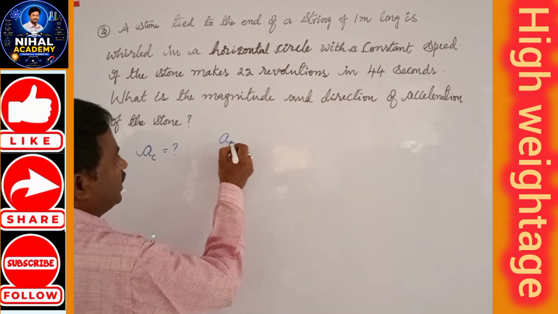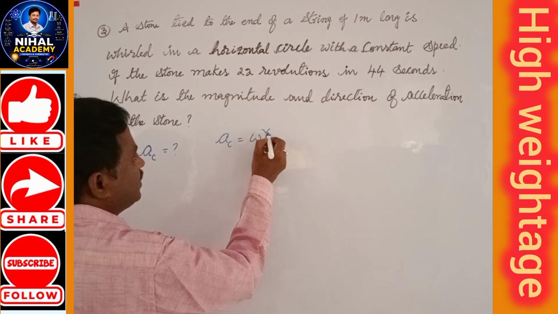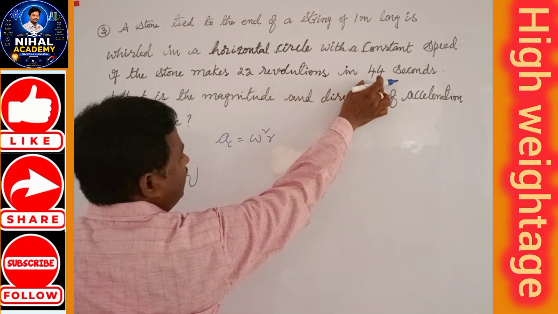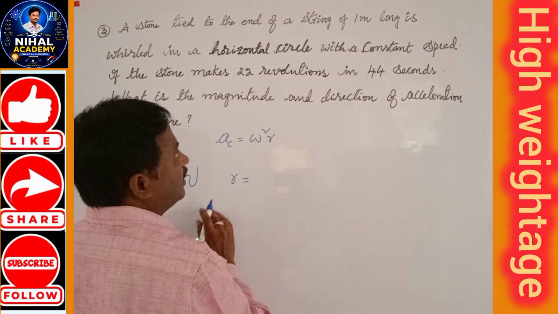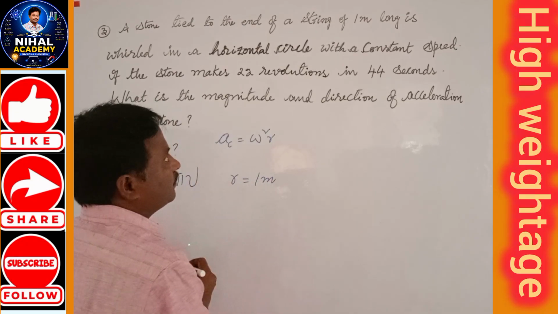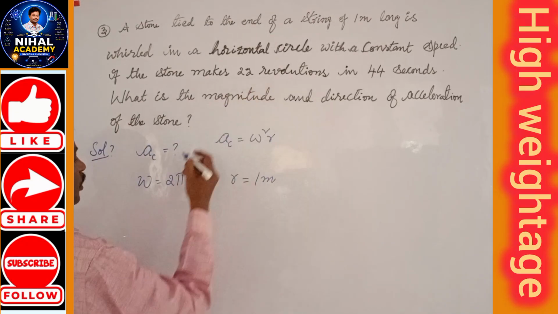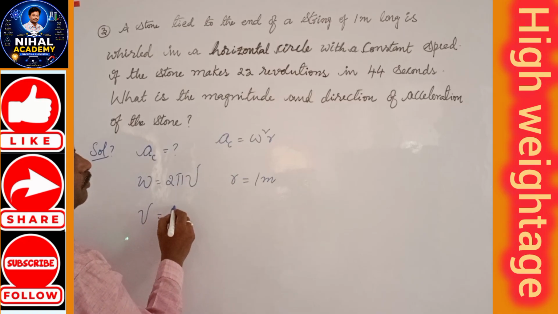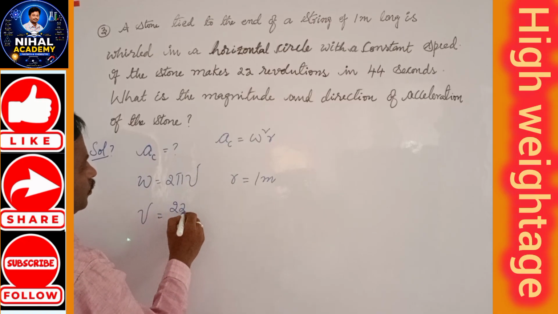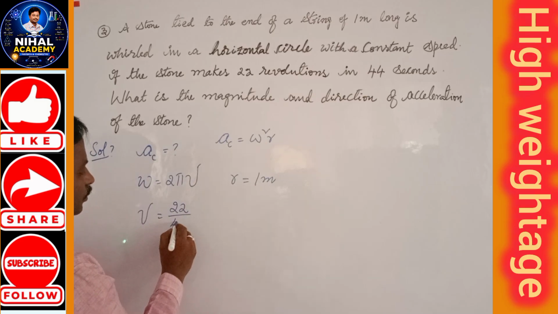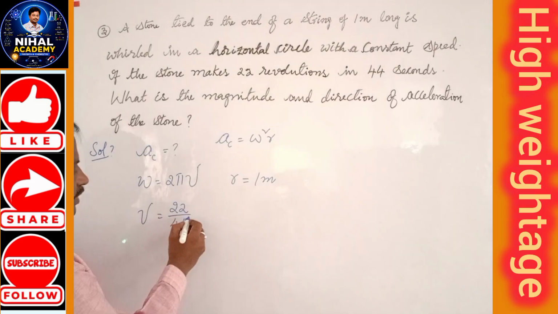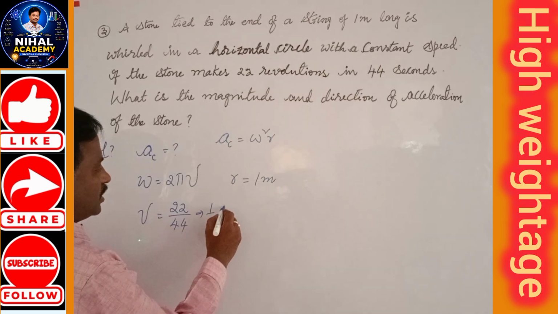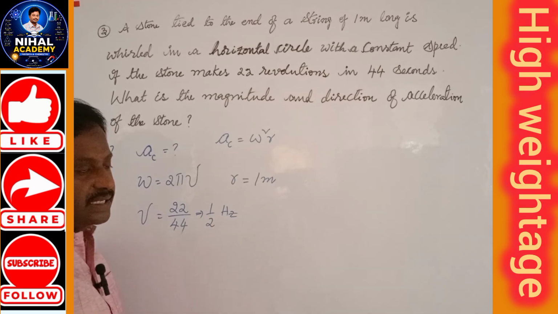So we know the formula: AC is equal to omega square R. Given radius R is equal to 1 meter. And the number of revolutions is given, so we can calculate the frequency nu. It is equal to number of revolutions 22 by time 44. So from this, we get that it is equal to 1 by 2. So this is 1 by 2 hertz, the frequency nu.